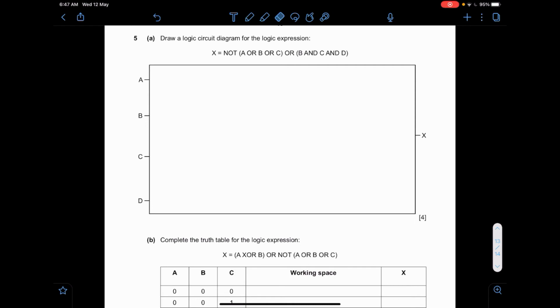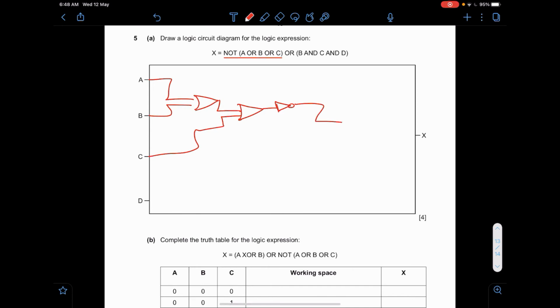Okay, so we have to draw a logic circuit for this expression. So this is NOT (A or B or C), right? Okay, so you're going to do A or B or C, so A or B or C, right? So we are doing a NOT here, right? So this is our NOT here. Okay, NOT (A or B or C). So that is our first part.